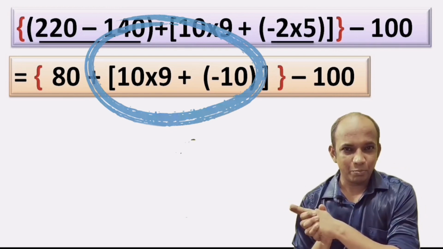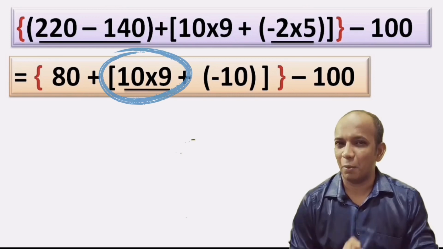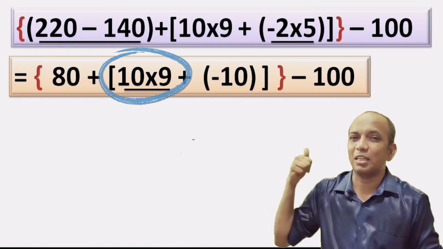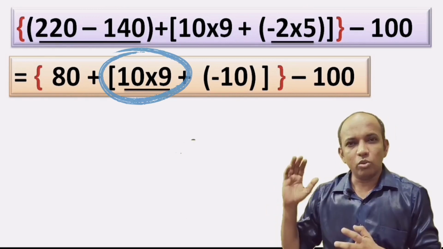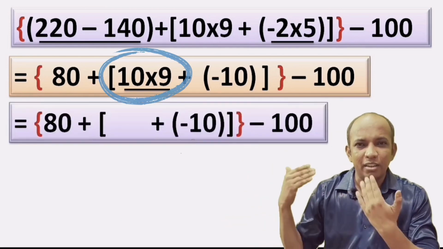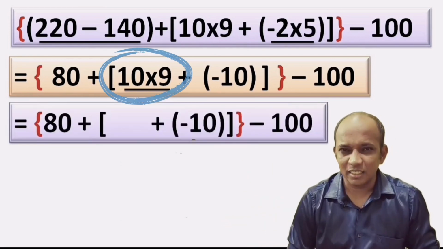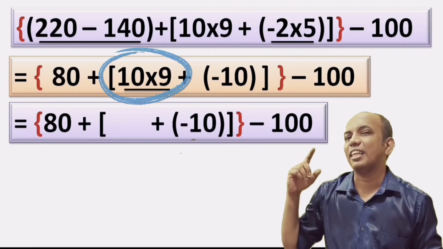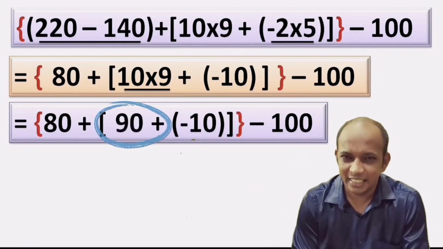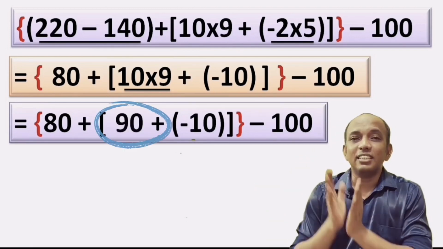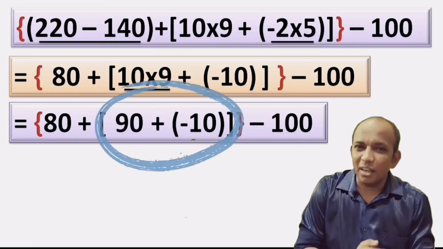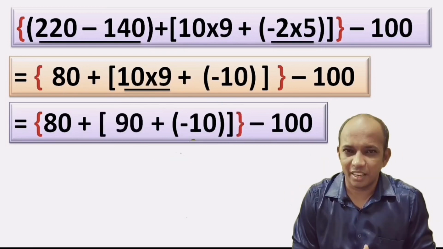We will go left to right and we will carry out multiplication first, and that is nothing but 10 into 9. So leaving 10 into 9, the remaining sum will be written as it is, the way you are looking at the board, and the answer of 10 into 9 is 90, right? And that results in, inside the square bracket, 90 plus in bracket negative 10.